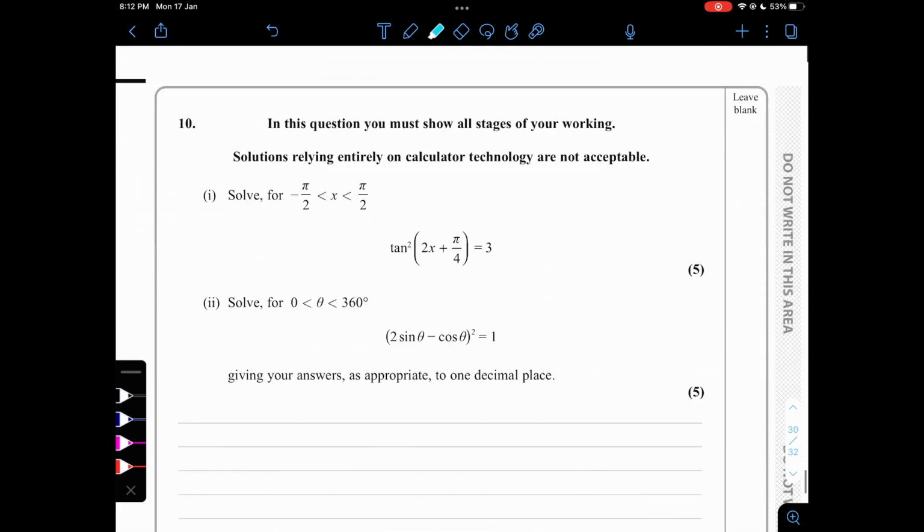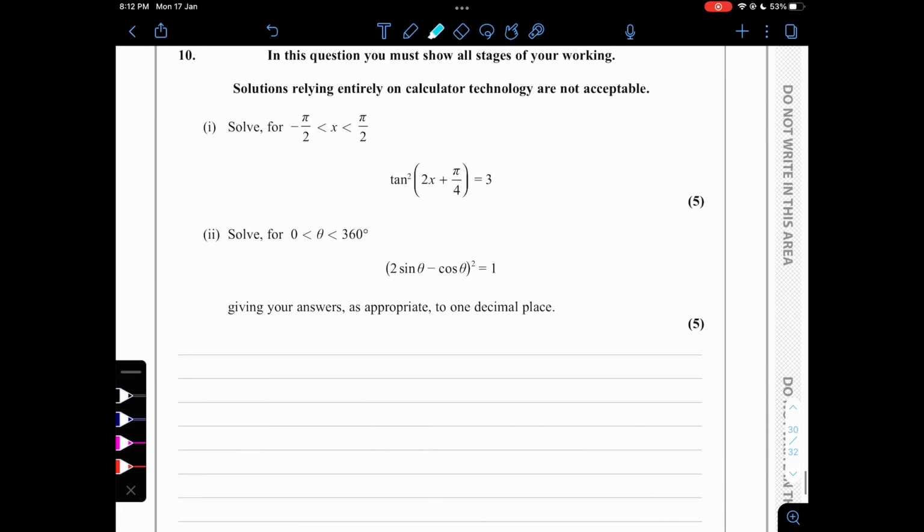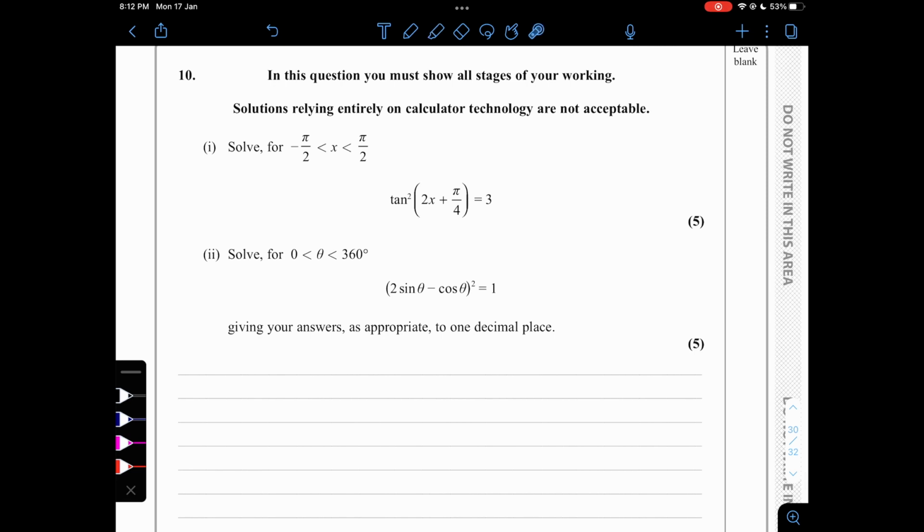Let's move on to question number 10. In this question, you must show all stages of working out. Solutions relying entirely on calculator technology are not acceptable. So solve for -π/2 < x < π/2: tan²(2x + π/4) = 3. So where do we go from here?